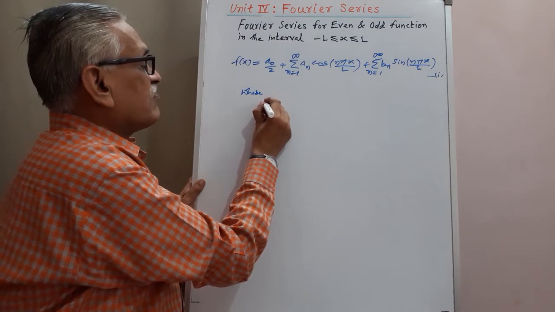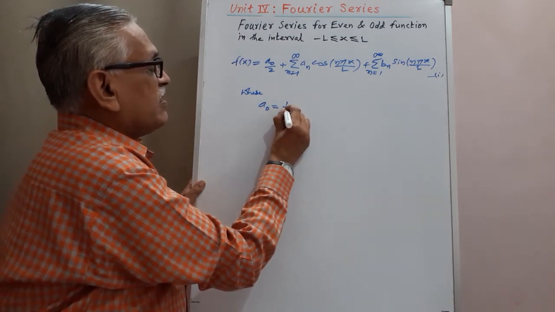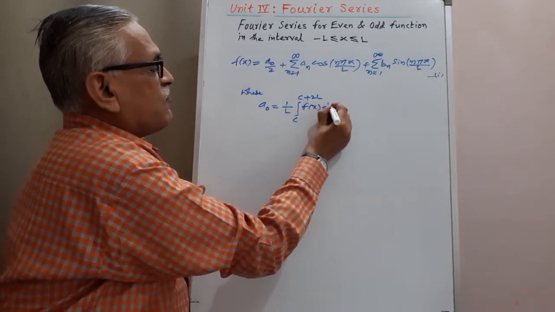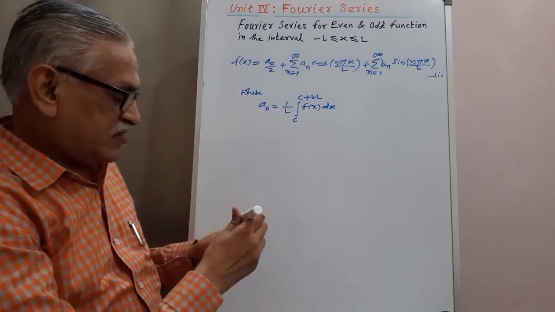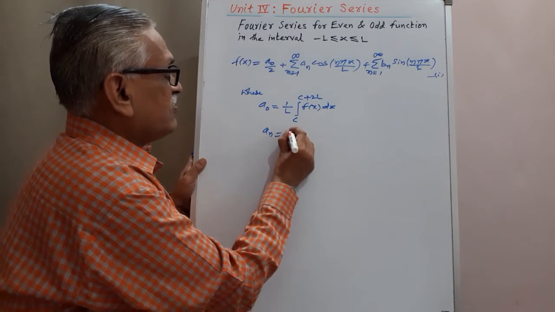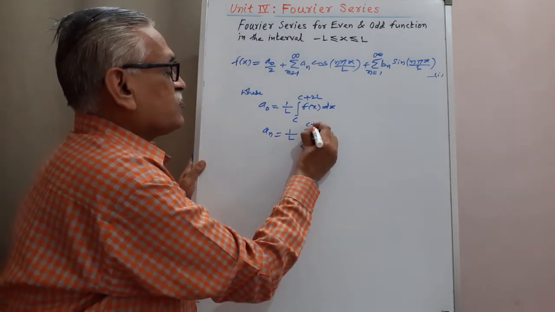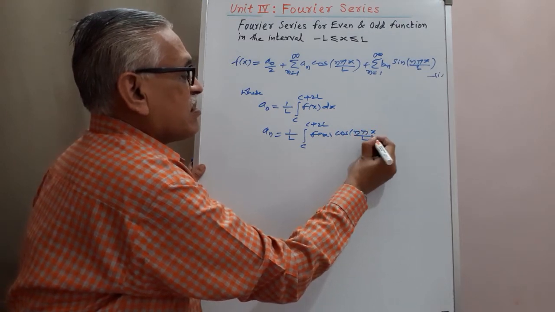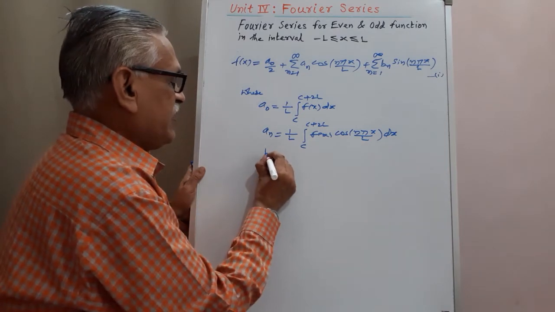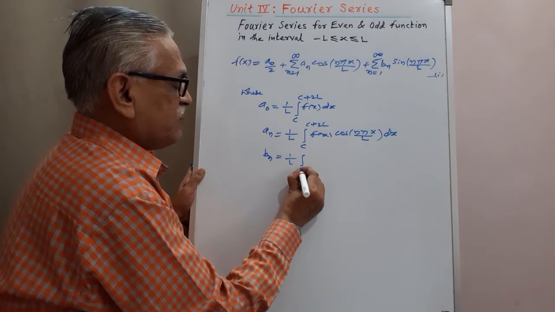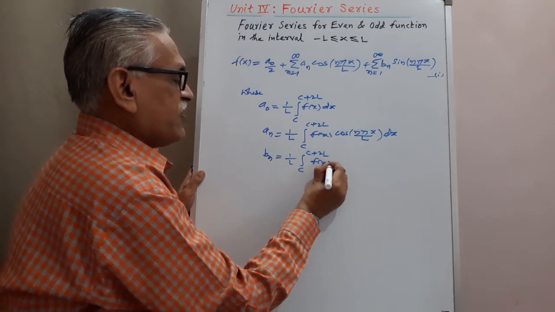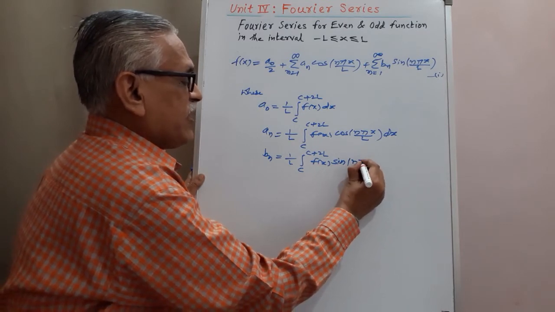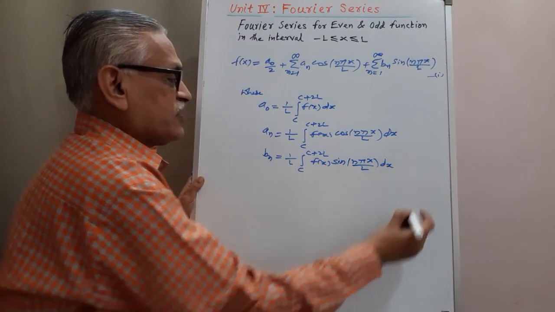a0 is given by 1 by L integral from c to c plus 2L f of x dx, an is 1 by L integration from c to c plus 2L f of x cos of n pi x by L, and its integration with respect to x, and bn is 1 by L integration from c to c plus 2L f of x sine of n pi x by L and its integration with respect to x.